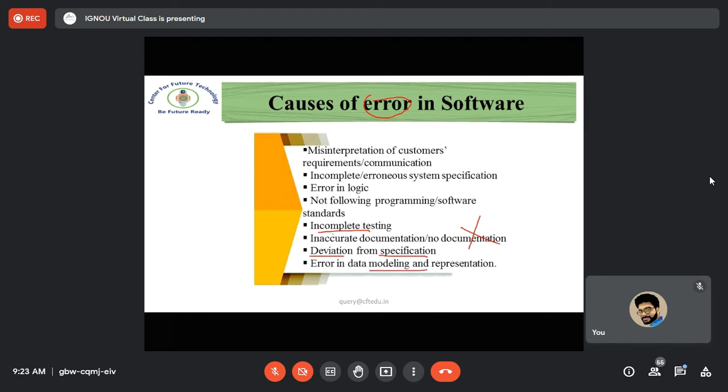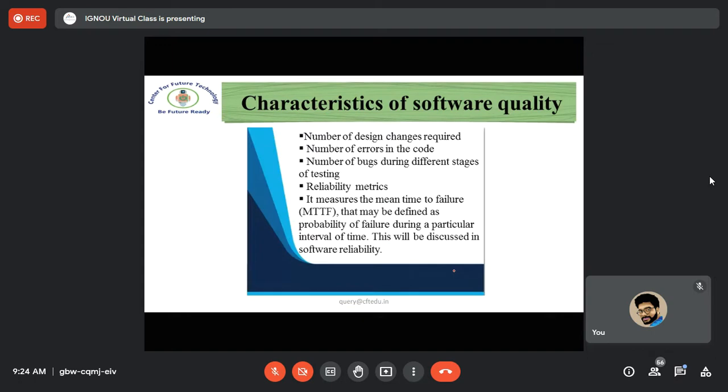Error in the data modeling, the way I have prepared the ER diagram or entity relationship diagram or any other data modeling approach that I have used. Again, if it is not projected well, that can lead to errors in the software. Because in our entire software engineering or SDLC process, every phase arises from the outcome of the previous phase. So if there is some sort of error in the previous phase, it will get multiplied. So the error ratio gets multiplied in the subsequent phases.